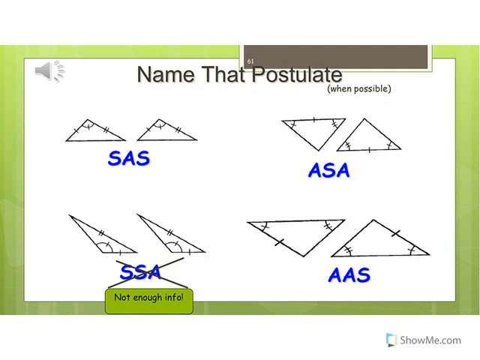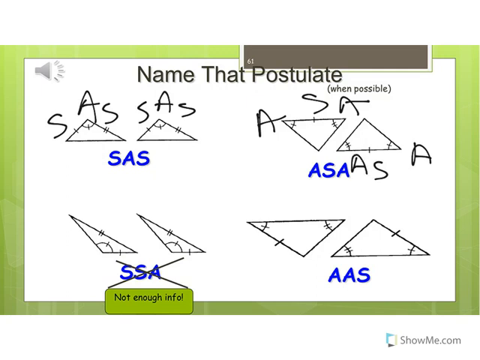Okay, name the postulate. Well, here we see that these two triangles are congruent by side, angle, side, so then side, angle, side, and side, angle, side. Right? And another example is that these are proved by angle, side, angle. So then we label angle, side, angle, and angle, side, angle. Okay, so make sure that you label in that order, right?